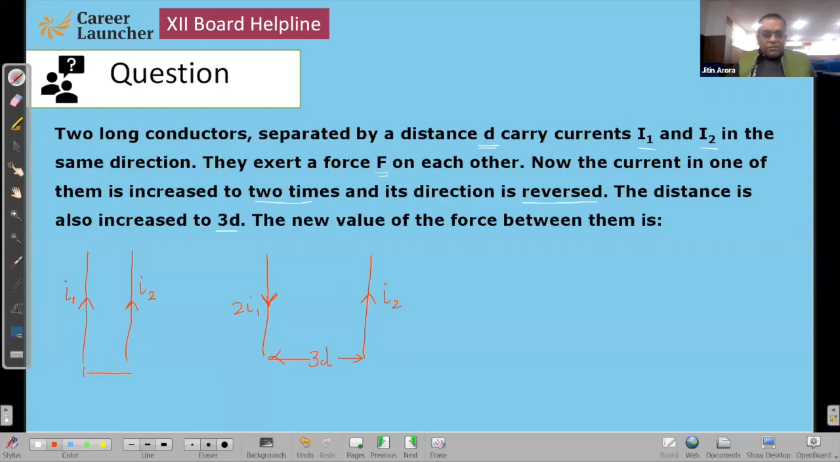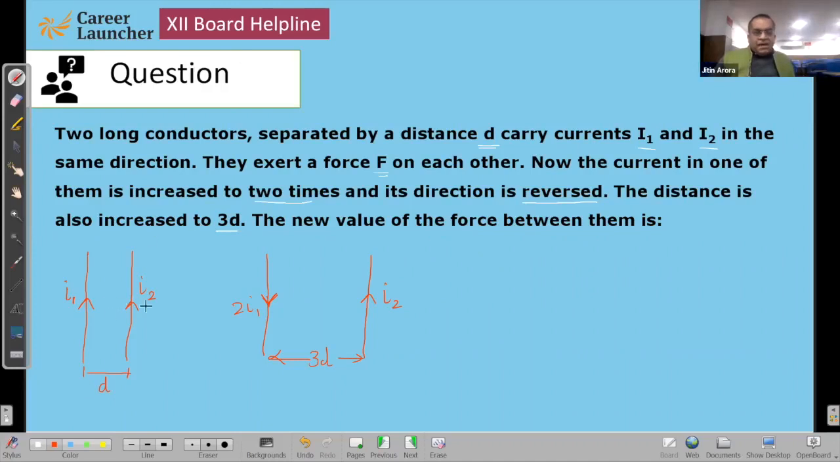Earlier it was small d. The new value of force in terms of the old forces. This is what it means. So you have to express the new force in terms of the old force. That is what you're supposed to do. So spend 2 minutes on this and then we discuss.